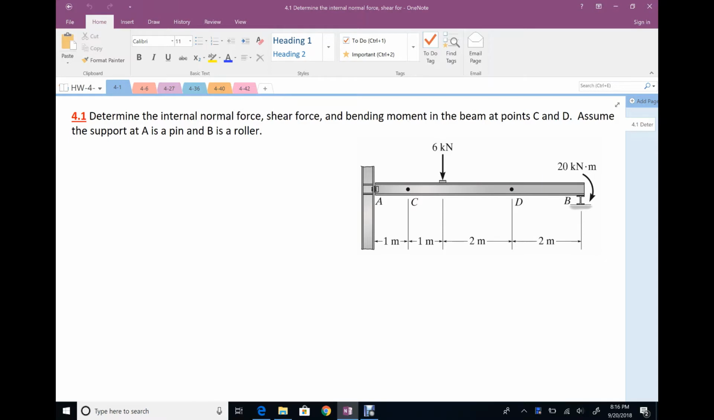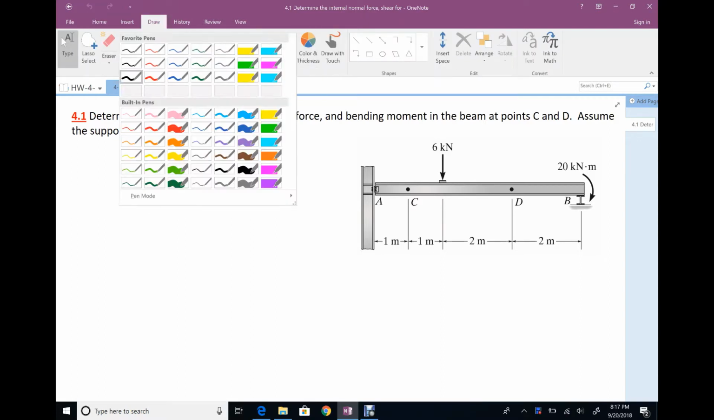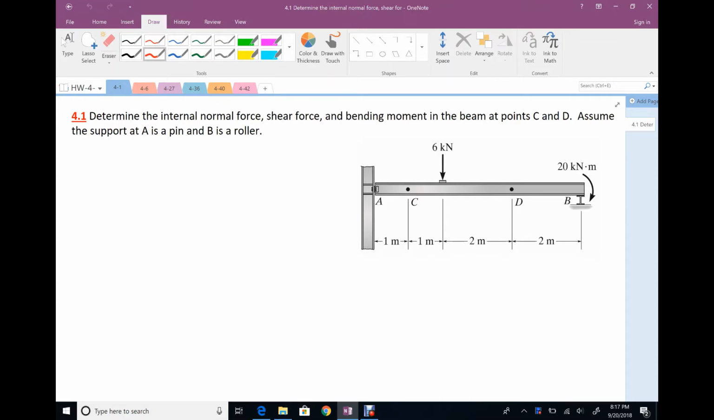For problem 4.1, determine the internal normal force, shear force, and bending moment. So we are looking for normal force, shear force, bending moment at sections C and D. Here is point C, here is point D.